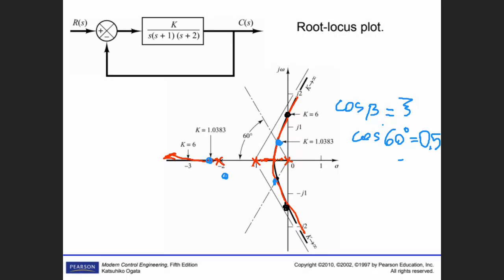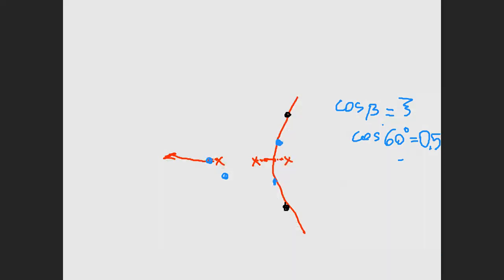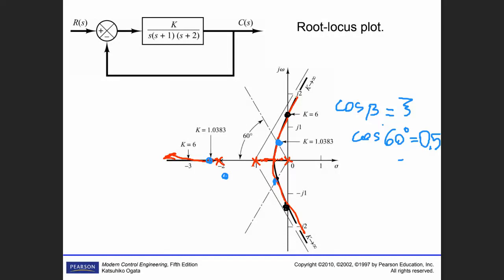How do you find that? When you use MATLAB, your cursor will tell you the value of k here. But what I'm asking you is, how do you find it by hand? Then listen to me.